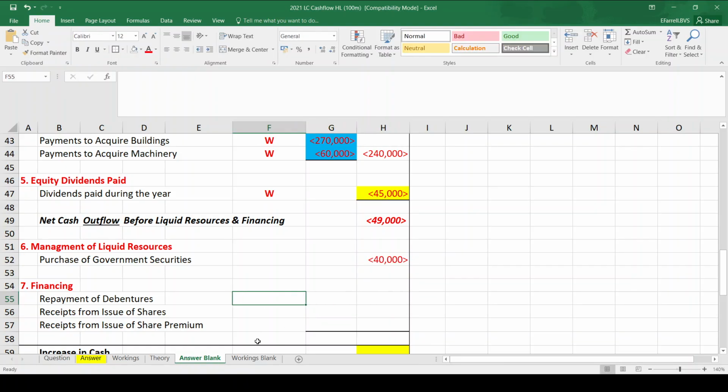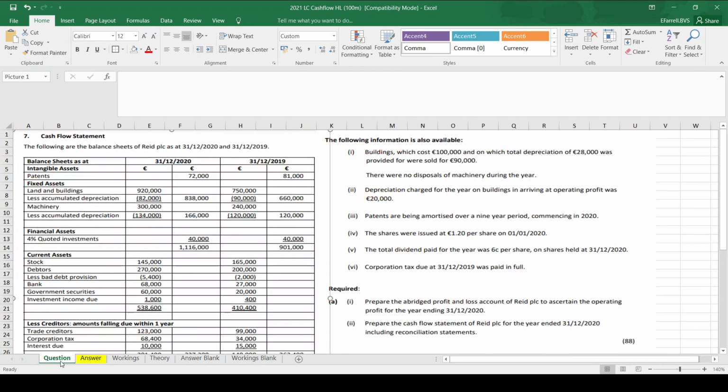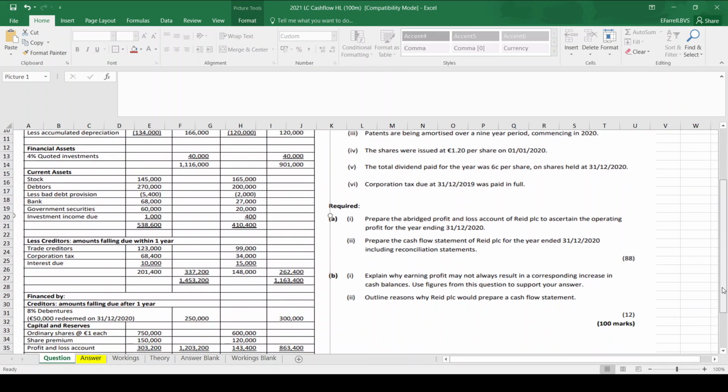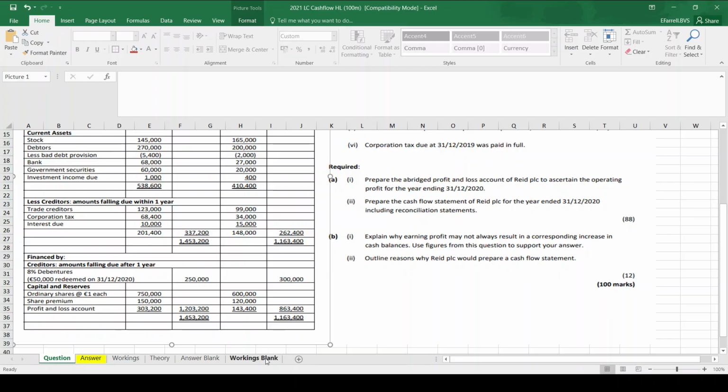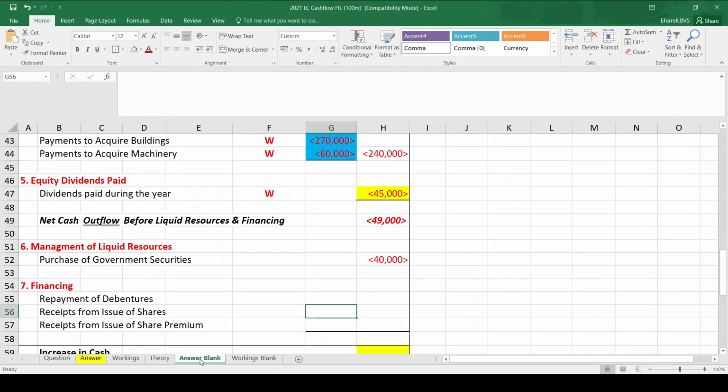Under financing, are there any increases or decreases in debentures, share capital, or share premium? I'm going to start off with the share capital and share premium. They're more straightforward. The share capital has gone from 600 to 750, which is 150,000, and the company has issued more shares. So they've got 150,000 for those shares, so that's a positive figure.